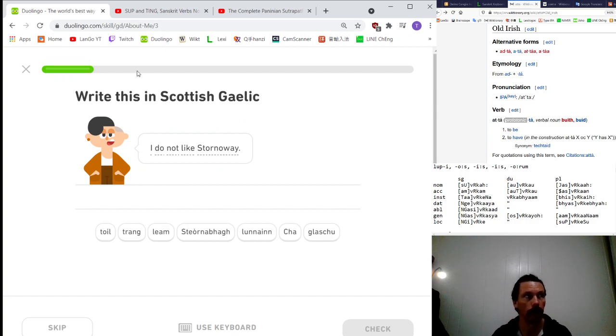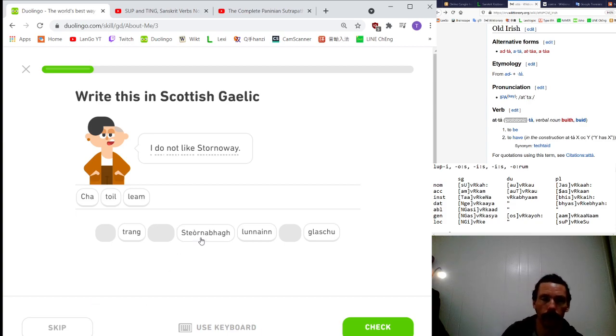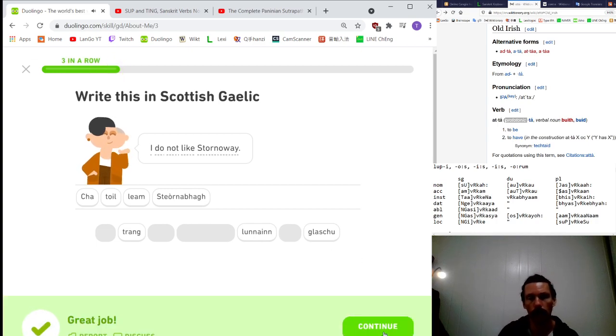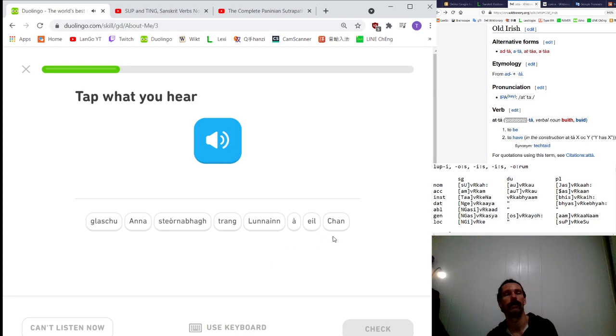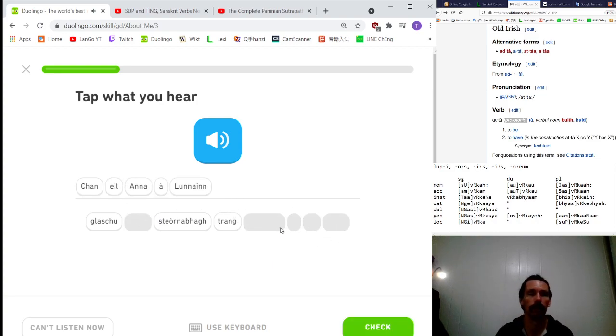Okay, alaba though, there's more to it than that. I do not like Stornoway. Chan eil mi a Lunain. Tha tolum. Tha tolum Stjornavach. Stjórnavaig. Chan eil Anna a Lunain.